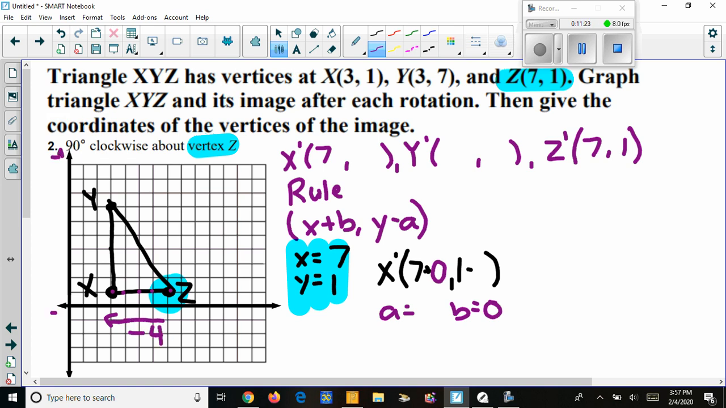So direction is important. Negative 4. So I have to do 1 minus negative 4. And if you remember, minus a negative makes it a positive. So 1 minus negative 4 becomes 5. So I have my new X value at 7, 5. X prime.